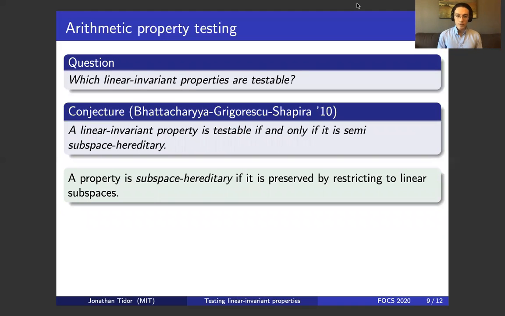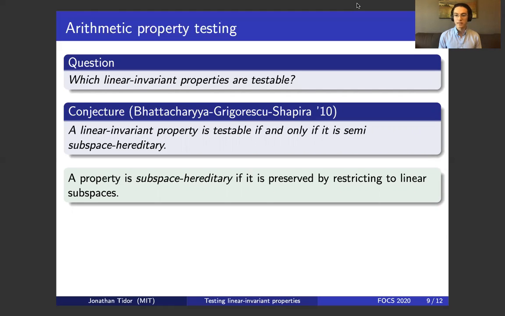So now, on the question of which linear invariant properties are testable, there's a conjecture due to Bhattacharya, Grigorescu, and Shapiro from 2010, which says a linear invariant property is testable if and only if it's something called semi-subspace hereditary. And this conjecture is the exact analog of the Alon-Shapira result in the graph setting. So let me give the necessary definitions.